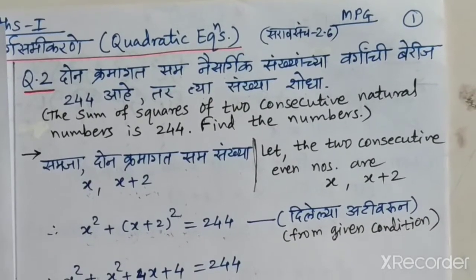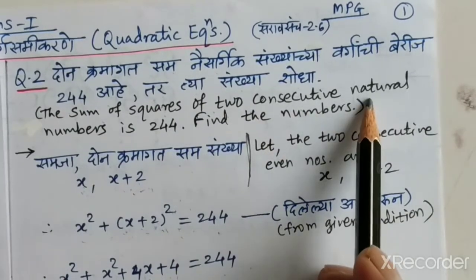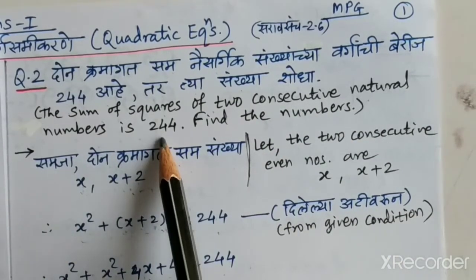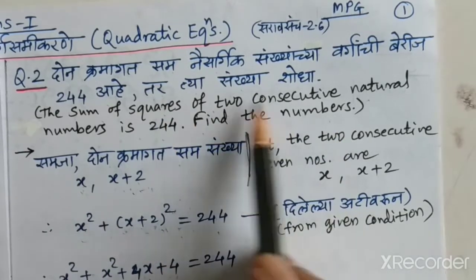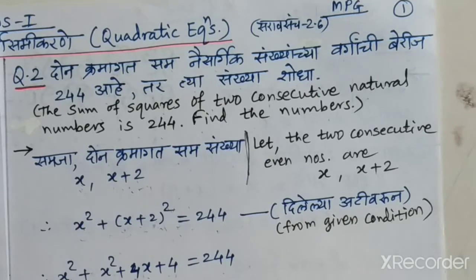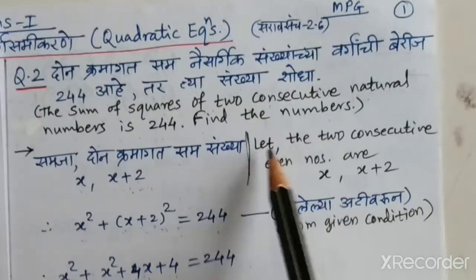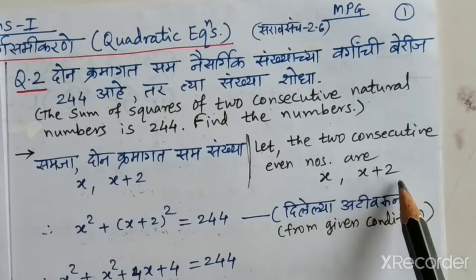Practice set 2.6, question number 2. The sum of squares of two consecutive natural numbers is 244. Find the numbers. Now to solve this example, we have to decide the variable first. So here let the two consecutive even numbers be x and x plus 2.